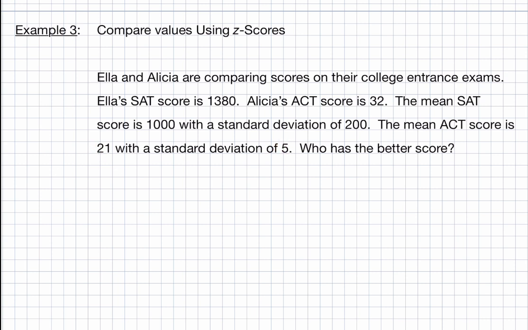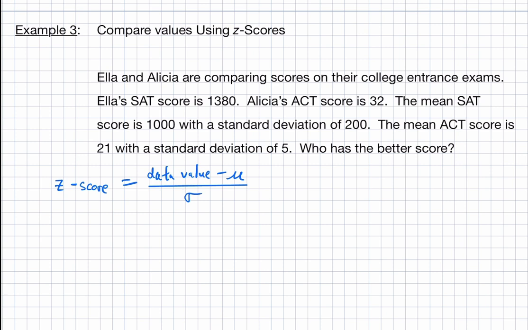So that means our intervals are going to be 21, 26, 31, 36. Okay, and it doesn't quite land on the 32 for Alicia's ACT score. So we're going to use the z-score, and the z-score formula, z-score is equal to the data value that we're looking at minus the average, or the mean, divided by the standard deviation.